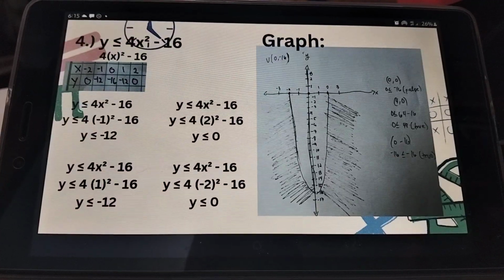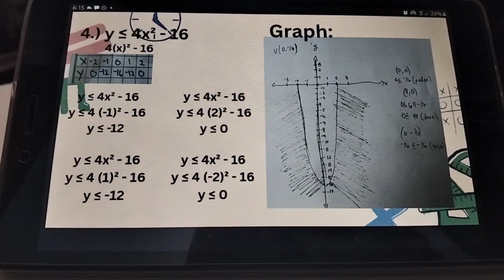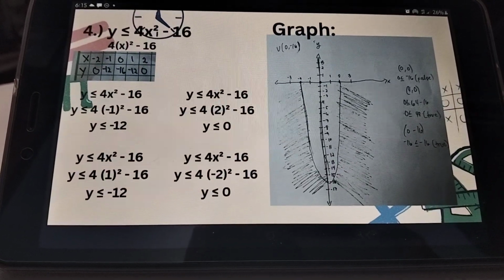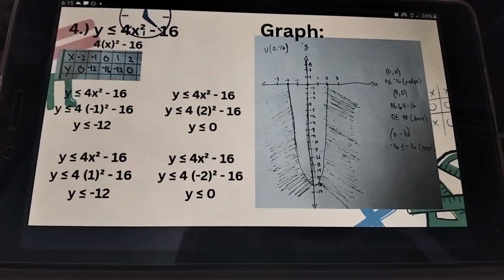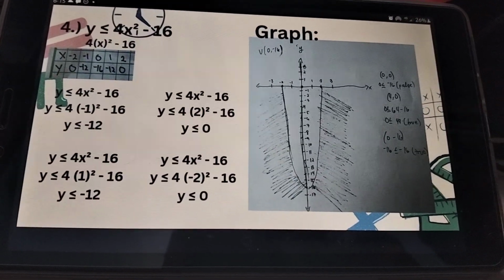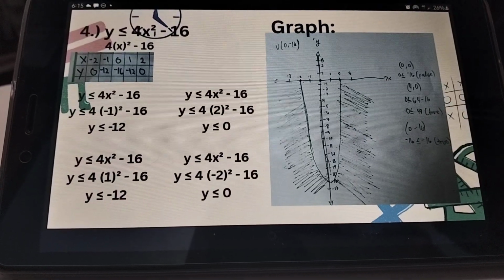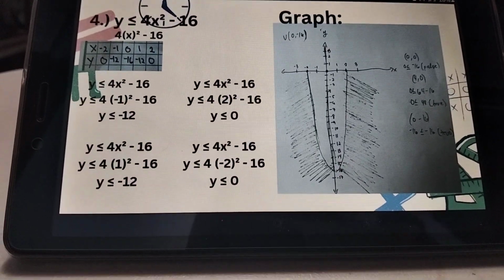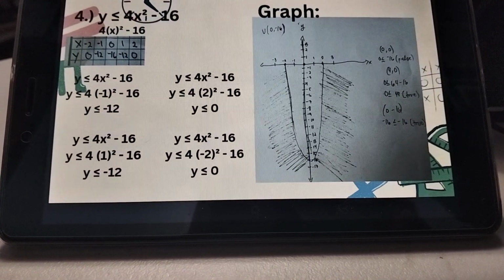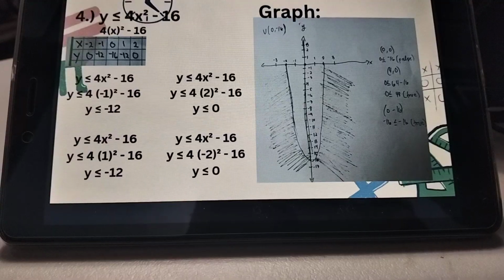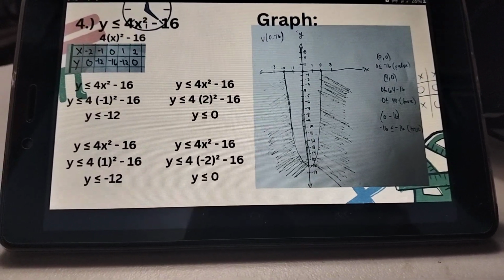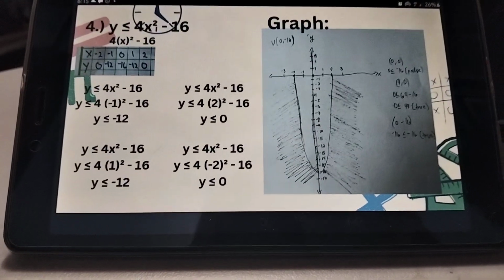For number 4, y is less than or equal to 4x squared minus 16. When x is equal to negative 2, y is equal to 0. When x is equal to negative 1, y is equal to negative 12. When x is equal to 0, y is equal to negative 16. When x is equal to 1, y is equal to negative 12. When x is equal to 2, y is equal to 0.